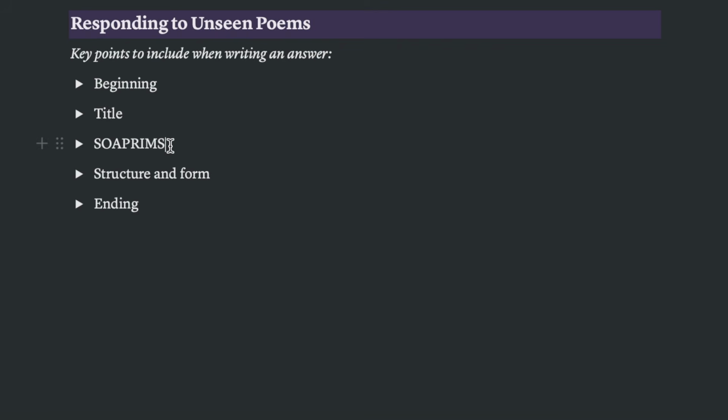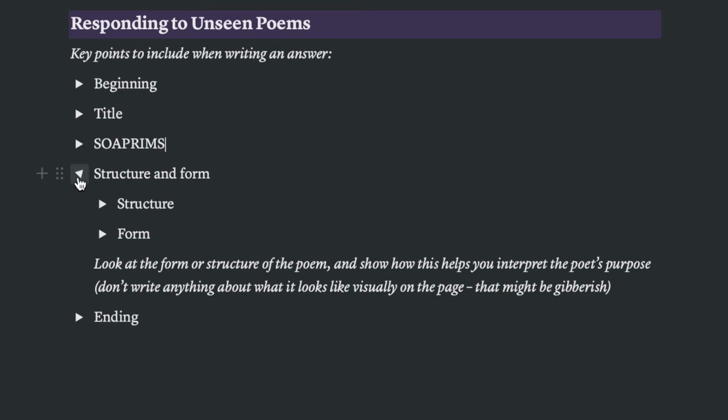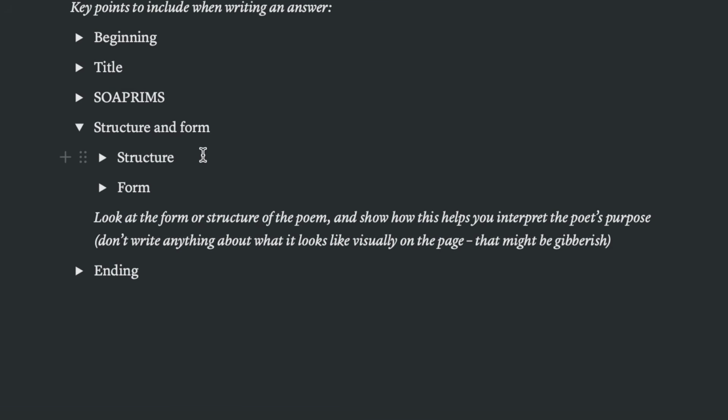Okay, then you need to mention structure and form. We already talked about this. Structure and form and all that is included in it is already mentioned. So I'm just going to say that just look at the form or structure of the poem and show how this helps you interpret the poet's purpose. Don't write anything about what it looks like visually on the page, because that might be gibberish.